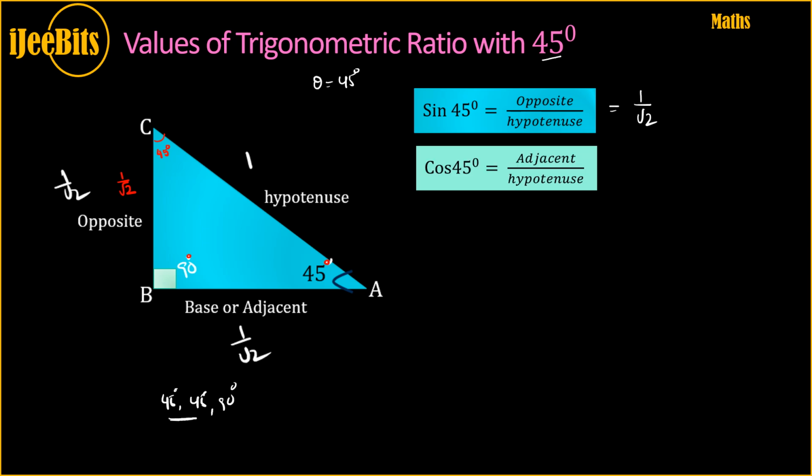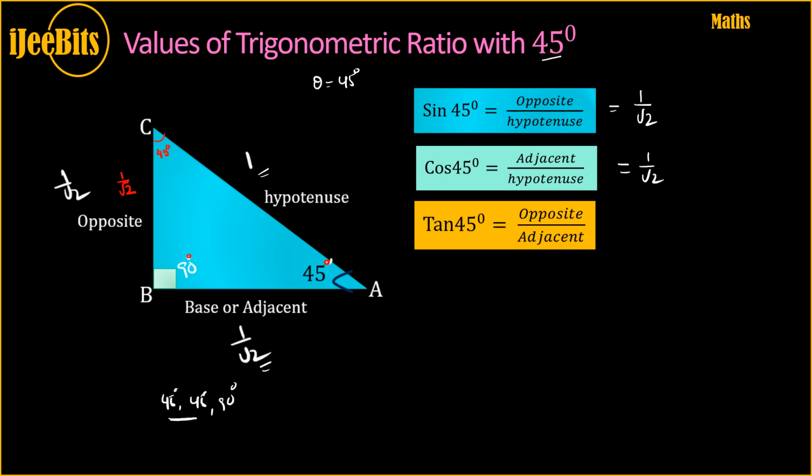Cos 45, similarly, the definition of cos is adjacent by hypotenuse. What is the adjacent for the 45 degrees angle triangle? 1 by root 2. The hypotenuse is 1, right? So 1 by root 2 by 1 equals 1 by root 2. So now we know sine and cos.